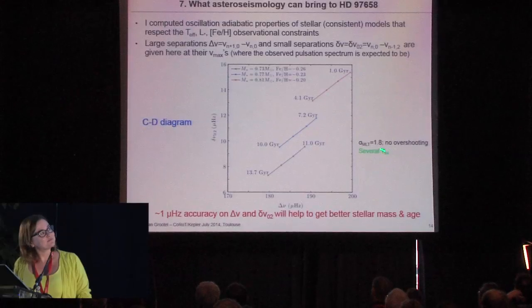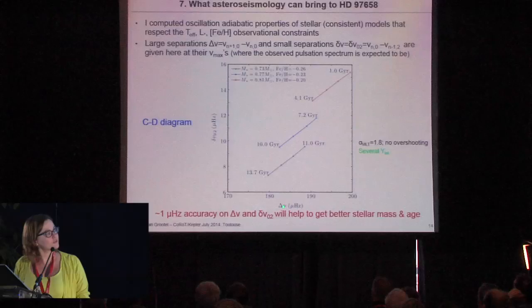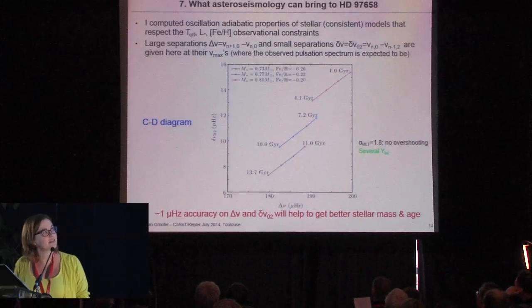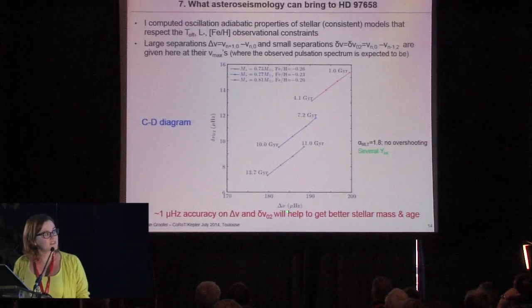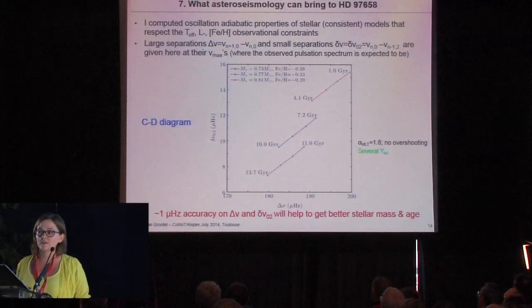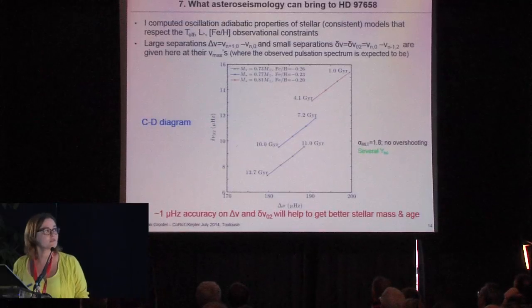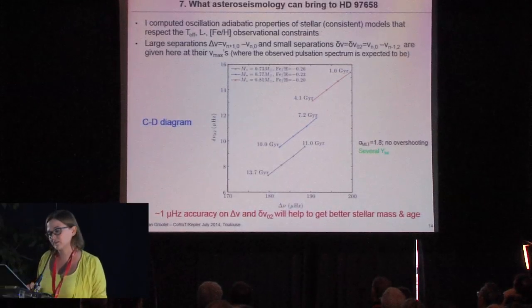It's the same model hypothesis as before, and we can see that 1 microhertz accuracy on the large separation and the small separation will help to get a better stellar mass and age. So it's good news. The bad news is that the star is very dense. It's at the limit of what we can do from asteroseismology. It's a K1 star, but it's also a bright star, V equals 7 magnitude. So maybe we can hope with PLATO to have asteroseismology one day on that star.